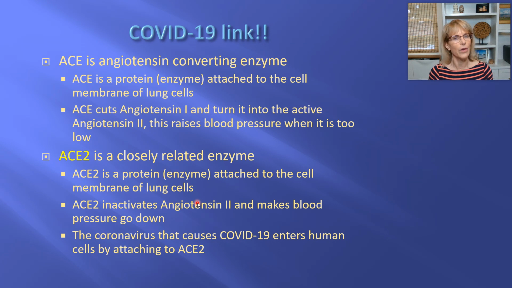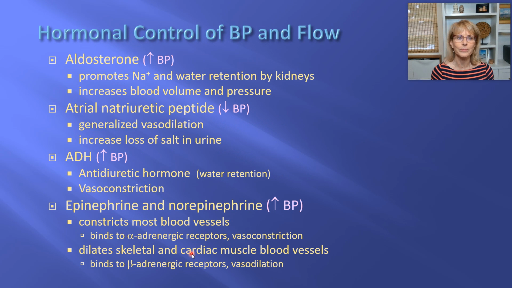However, this devious virus, the SARS-CoV-2 virus that's causing COVID-19, when it goes into your lungs, it convinces your lung cells to let the virus in by binding to this enzyme. So, little link there. This is a nice summary slide for the control of blood pressure by hormones. We have just told the story about angiotensin.